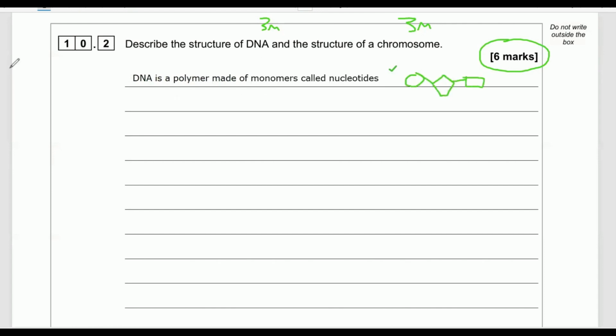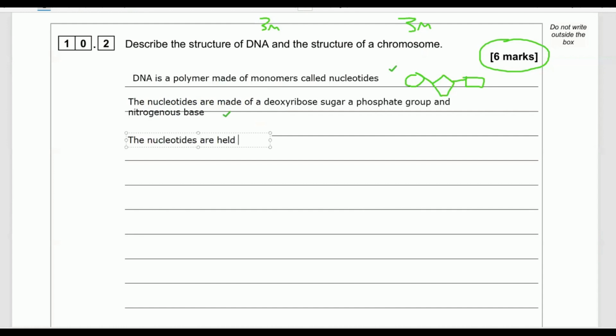So for example, DNA is a polymer made of monomers called nucleotides, so that's going to get us a mark. Then describing the nucleotide structure. Nucleotides, what are they made of? What are the 3 things? We've got a phosphate joined to a deoxyribose sugar, joined to a nitrogenous base. And then we could describe the bases to get some more marks.